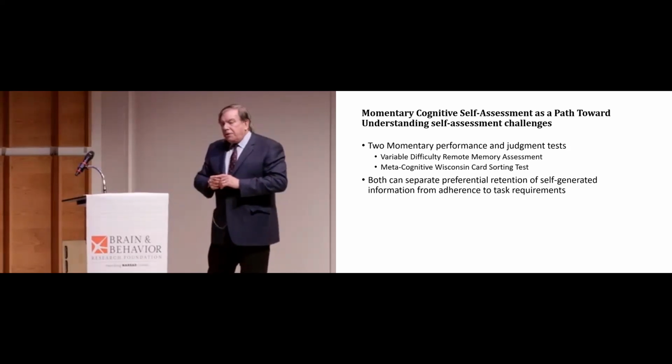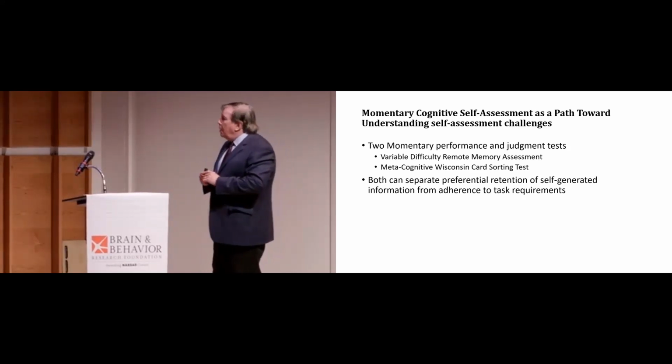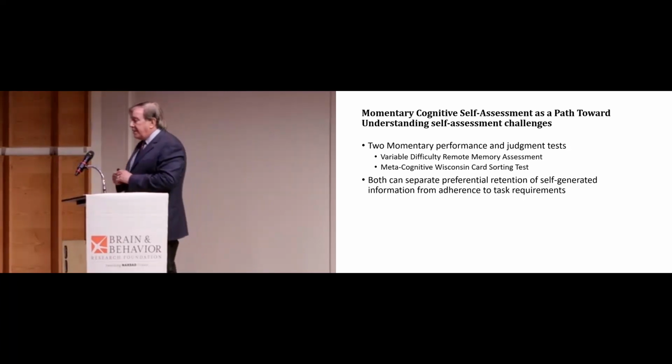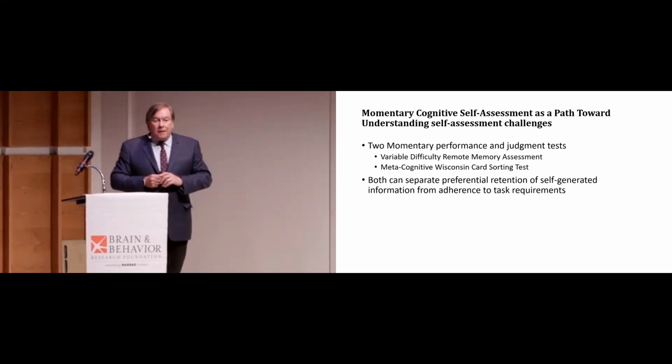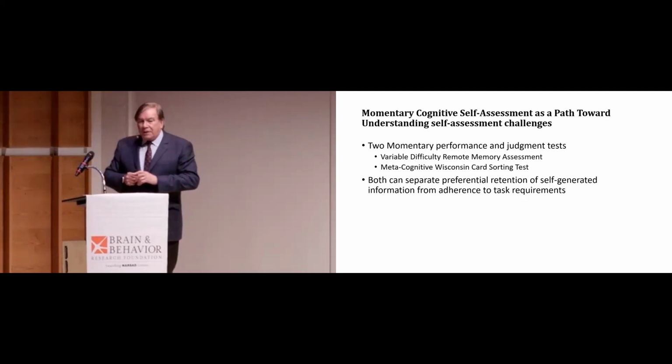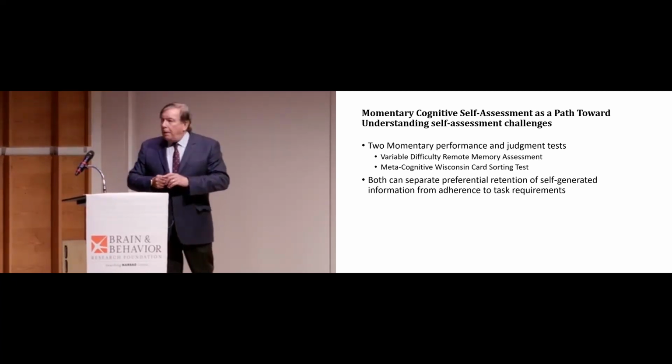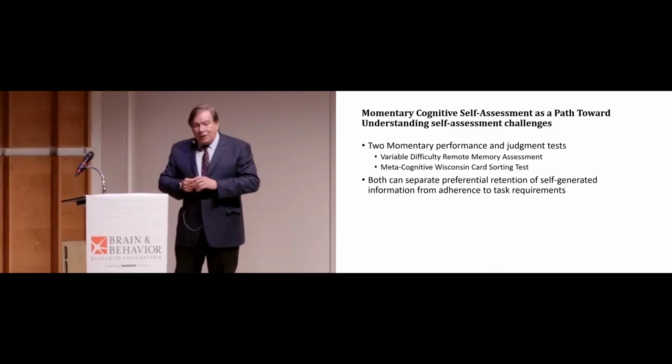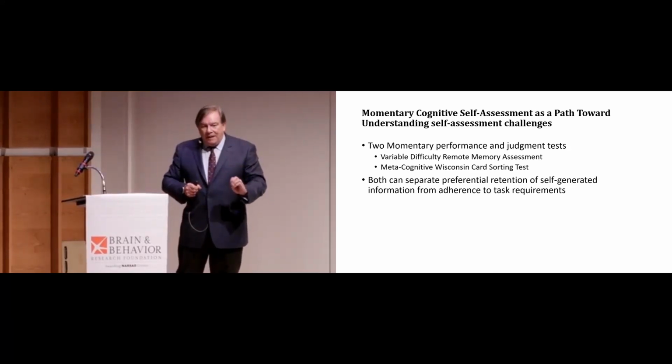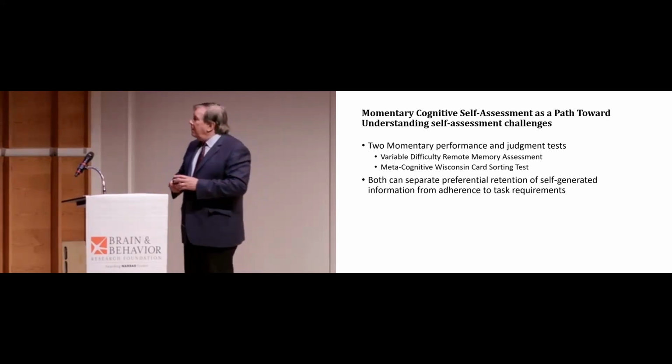So I'm going to show you data from 2 tests, both of which are momentary performance and judgment tests. One is a variable difficulty memory test, and the other one is a metacognitive version of the Wisconsin card sorting test. Both can separate preferential retention of self-generated information from objectively available information.